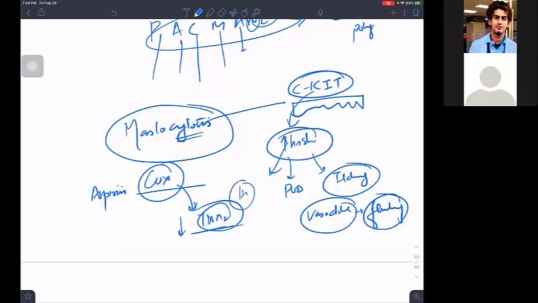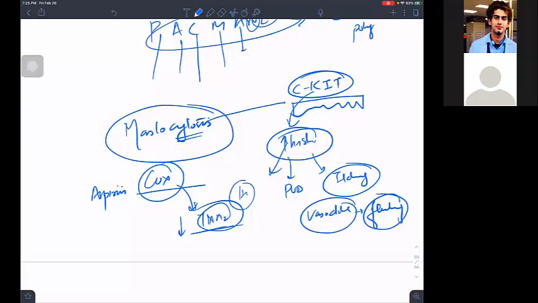I have abciximab, tirofiban, eptifibatide. They inhibit the GP2B3A, exactly. So GP2B3A is directly inhibited by abciximab, tirofiban, and eptifibatide. But if I have to indirectly inhibit the GP2B3A receptors, I will be using clopidogrel or ticagrelor or ticlopidine.